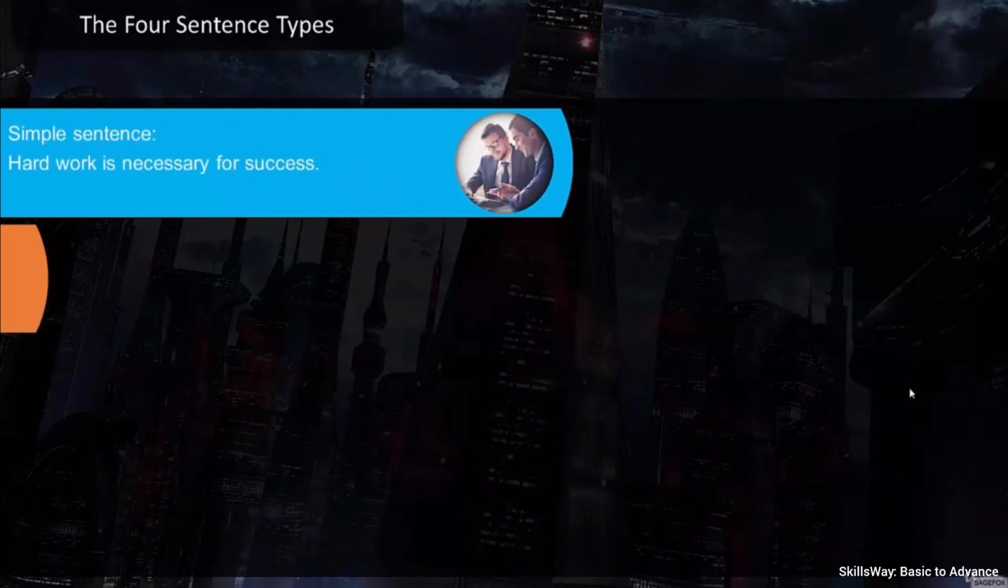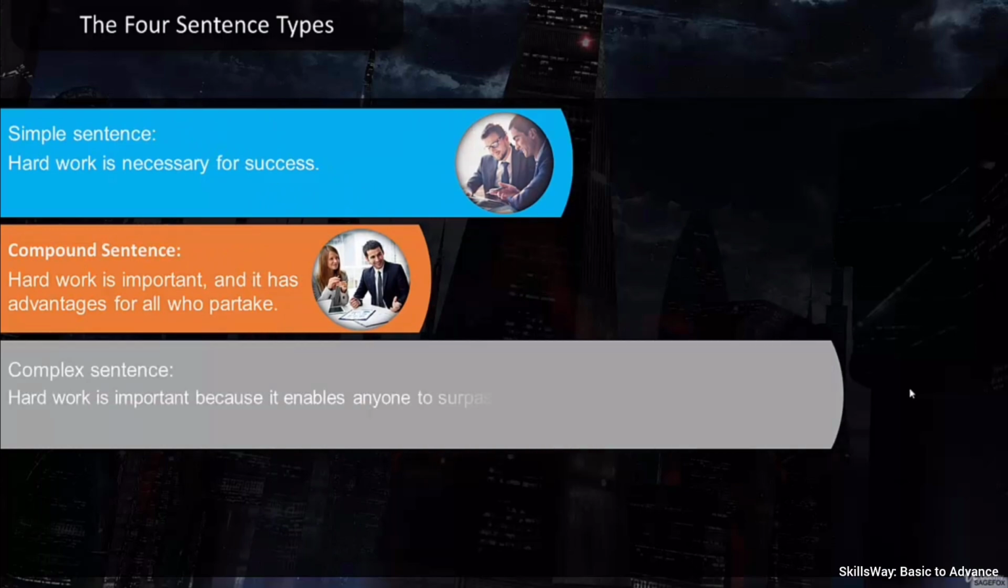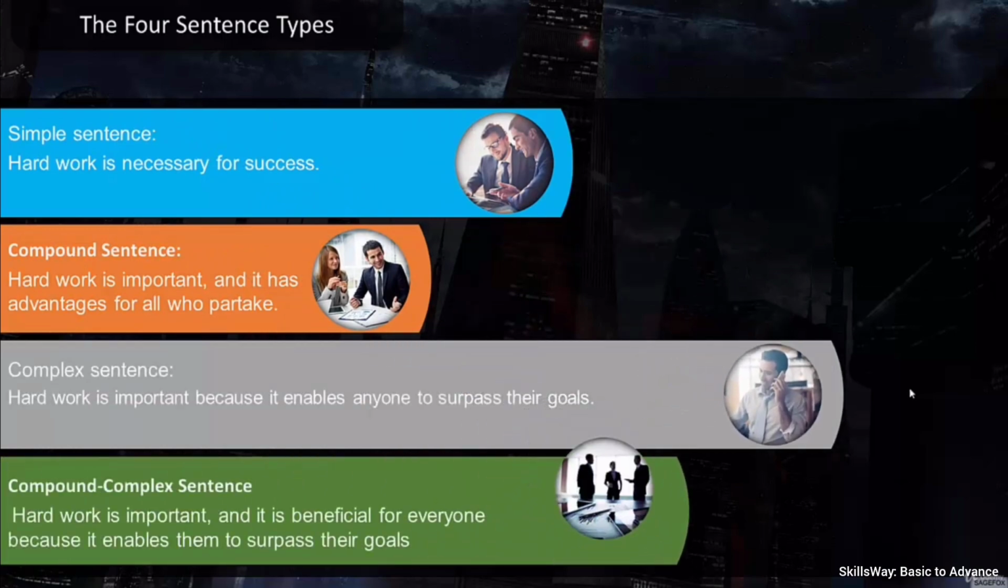Here, you can see the 4 sentence types. What I tried to do here was just use the same sentence topic over and over again so you can see the difference. Simple sentence: Hard work is necessary for success.